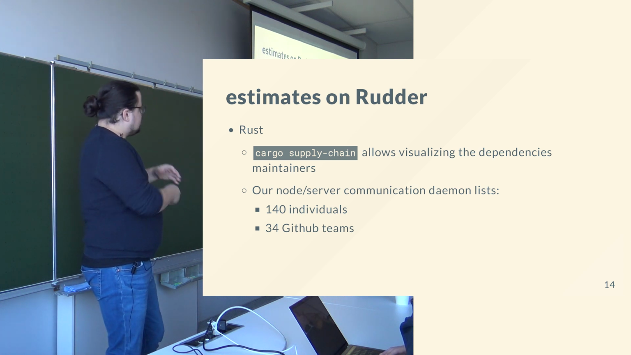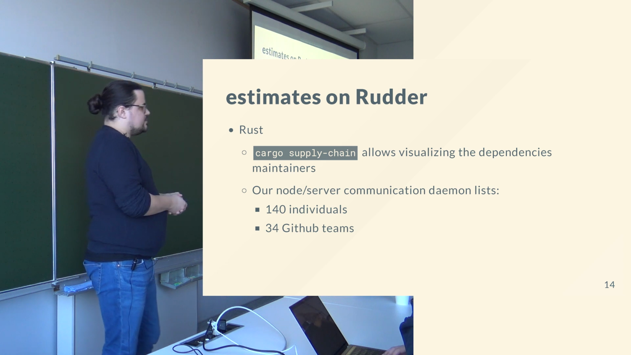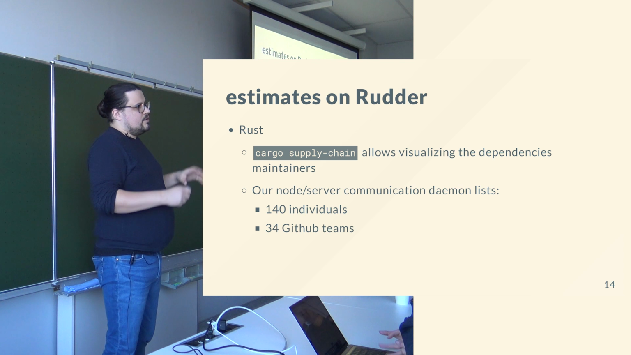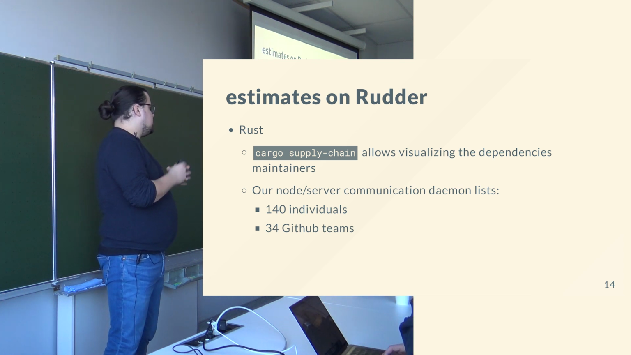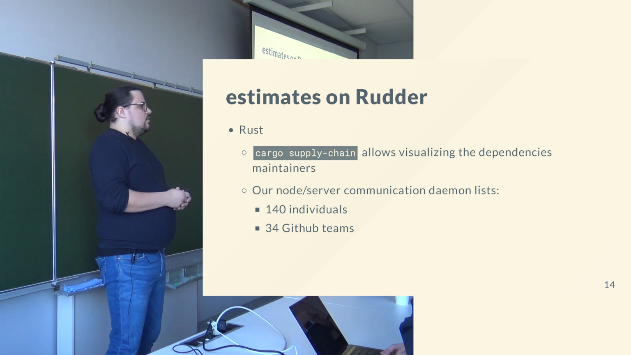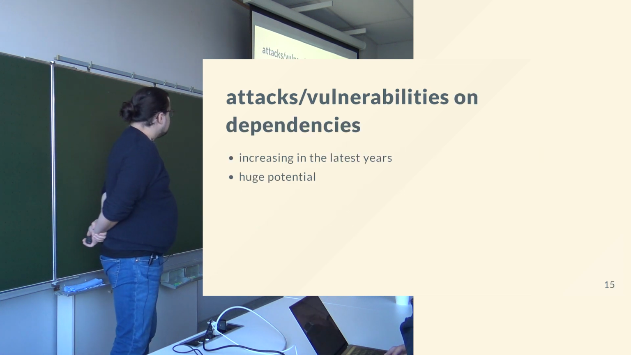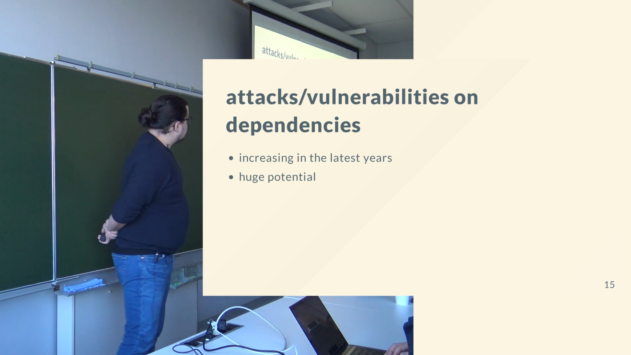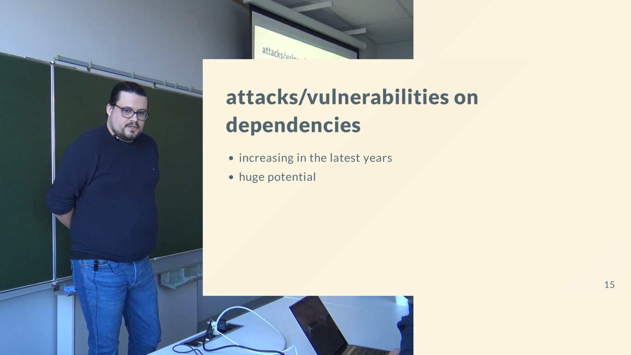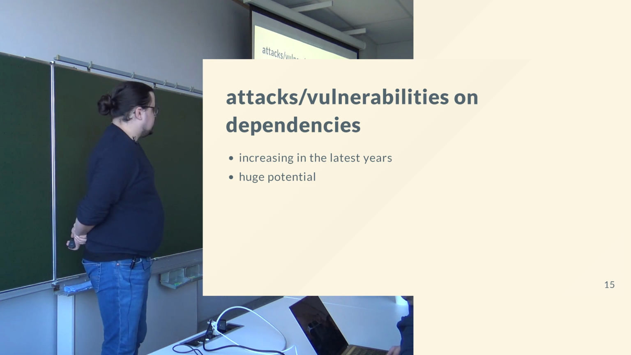And we're not alone in this, and basically all complex programs nowadays have this kind of structure with code written by the program developer themselves and a lot of dependencies from unknown people. So the attacks on the dependencies have increased in recent years because it has a huge potential, as you can see.